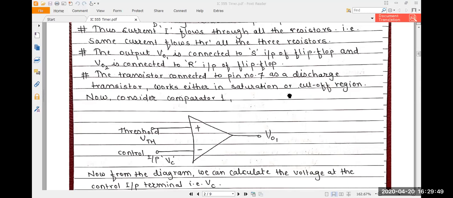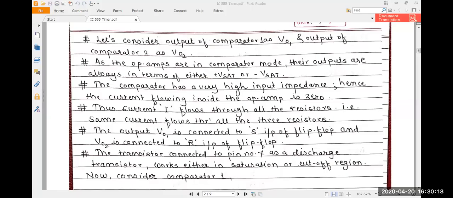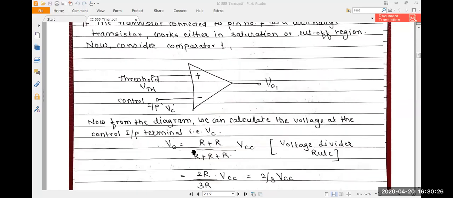Now we'll analyze this block diagram first. Now consider comparator 1. You can see the inputs to comparator 1. The inputs are a threshold voltage which is applied to the non-inverting terminal, while the other input to the comparator, which is applied to the inverting terminal, is a control input which is VC.